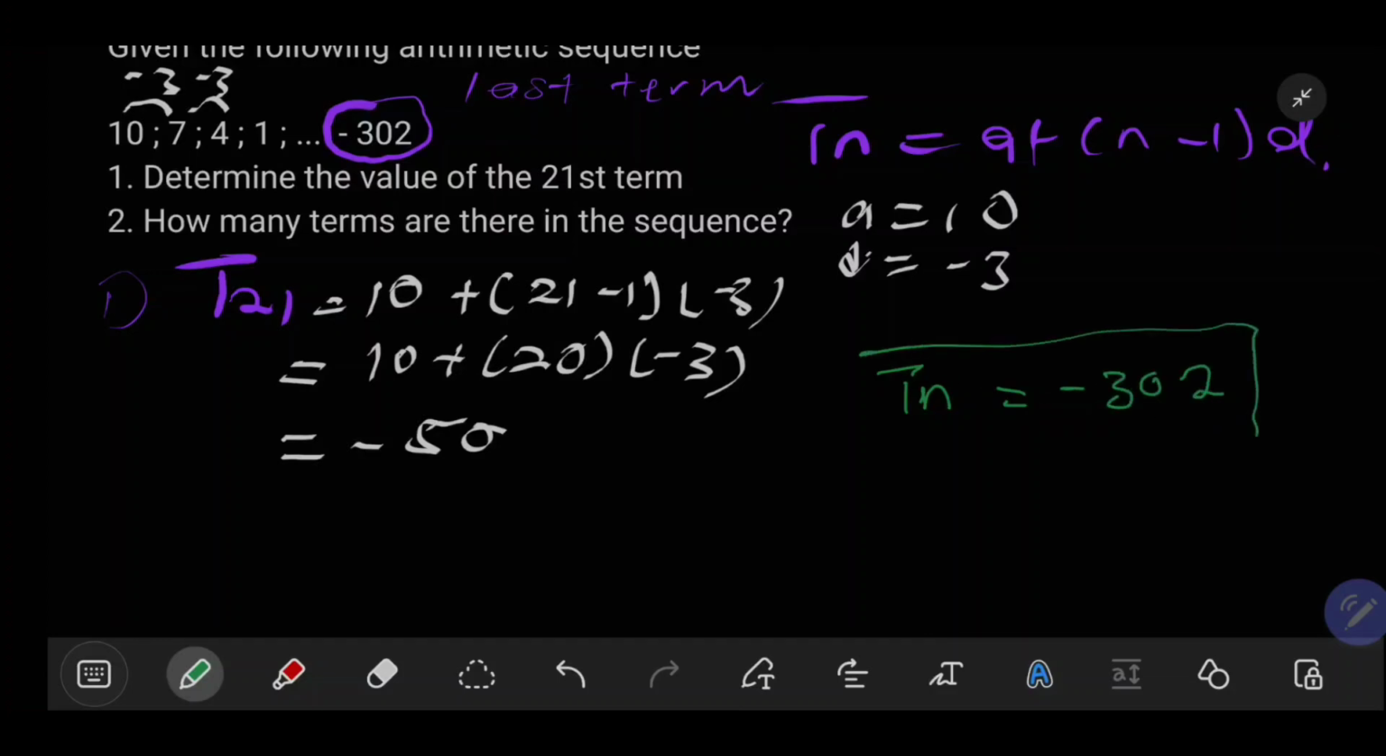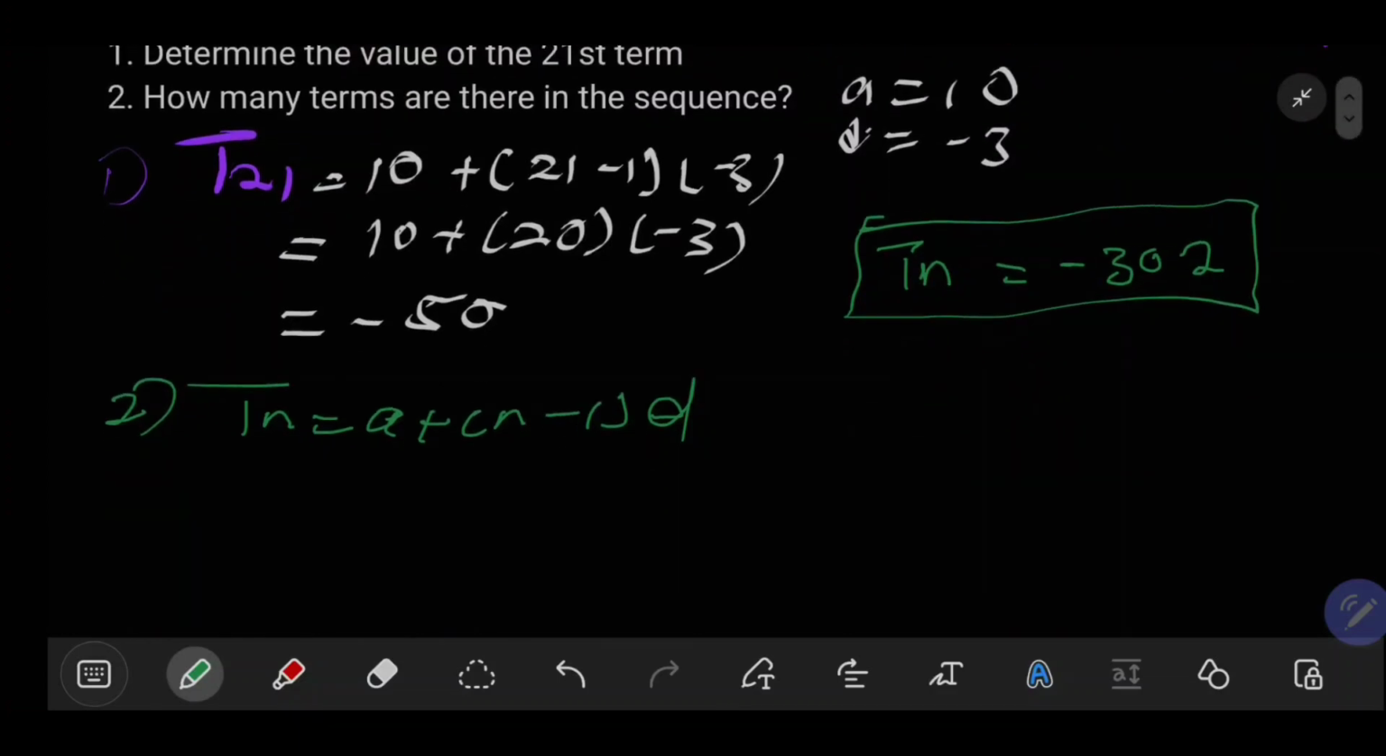And then we should calculate the position for this. Okay, so for number 2, we know that Tn is equal to a plus (n minus 1)d. We are still in arithmetic. So our Tn value is negative 302, which is equal to our a value, 10, plus (n minus 1). Then our difference was negative 3.